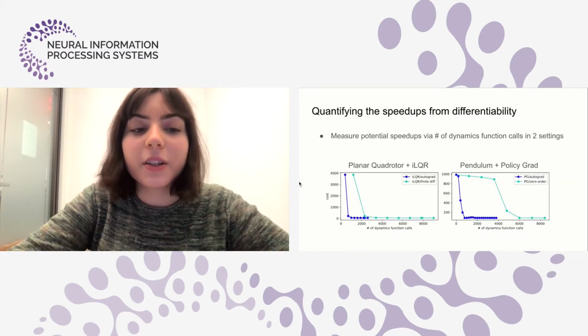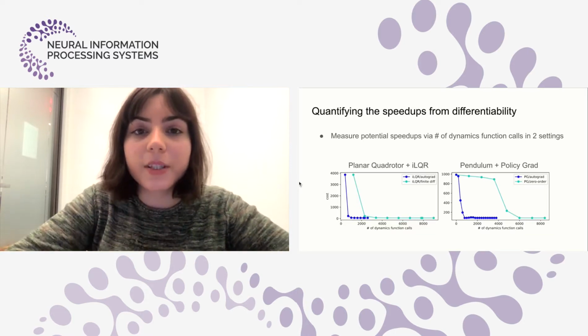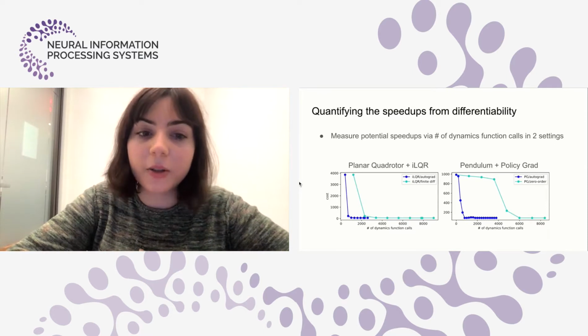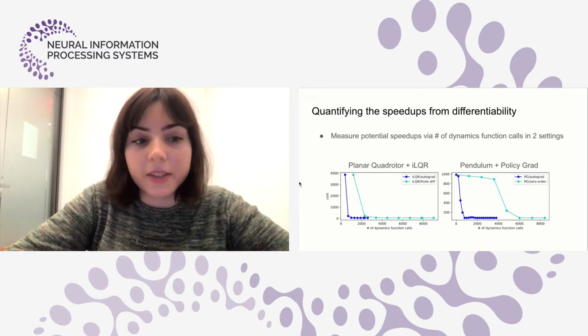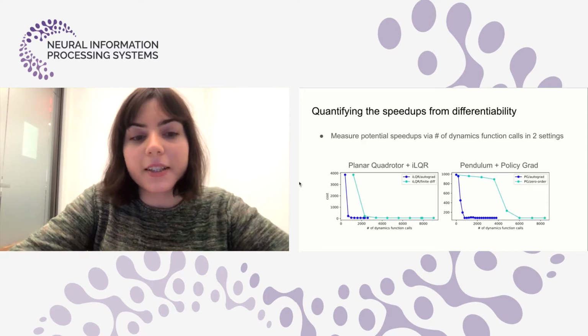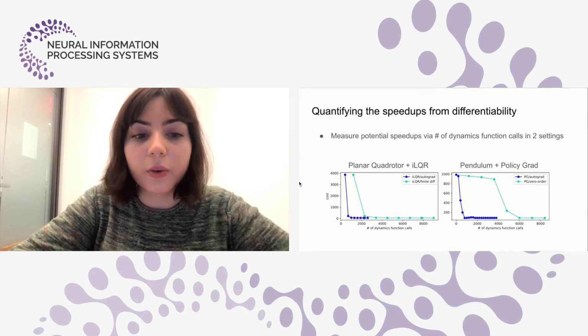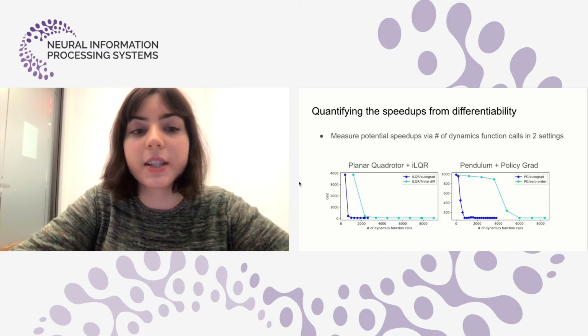So we have decided to precisely quantify the expected speedups mentioned previously through experimentation. More specifically, we measure oracle complexity by looking at the number of calls to the environment's dynamics function in two different settings. First, we compare the convergence of ILQR on the planar quadrotor task when using auto-differentiation versus when using finite differences to compute the stepwise linear approximation. This you can see in the first graph right here.